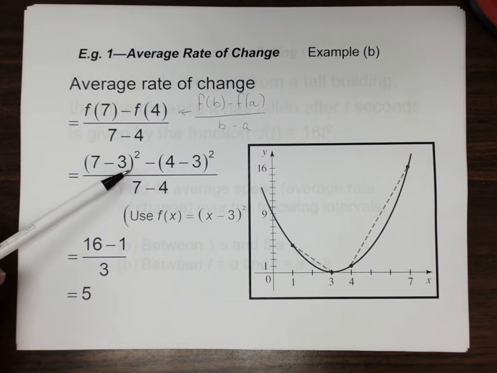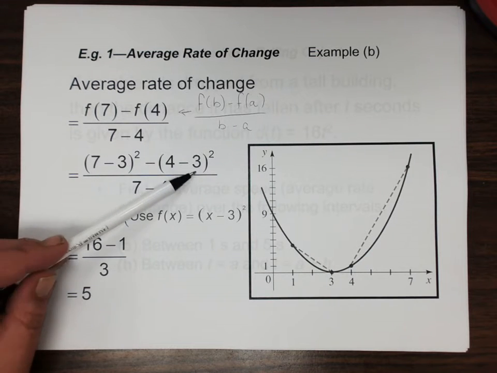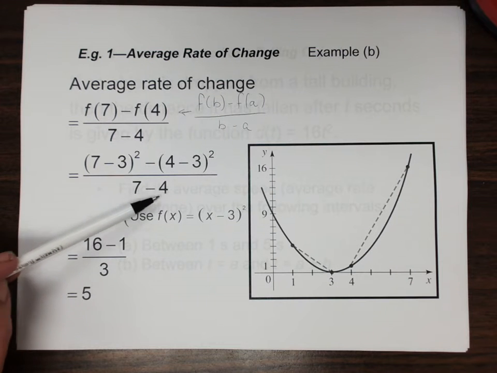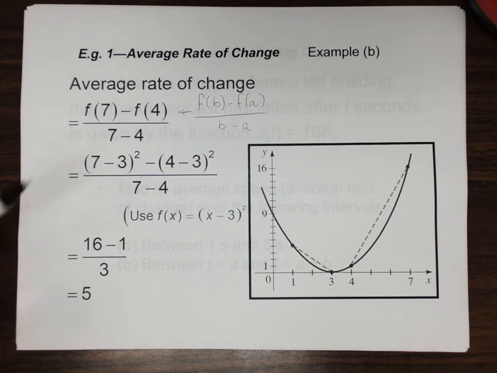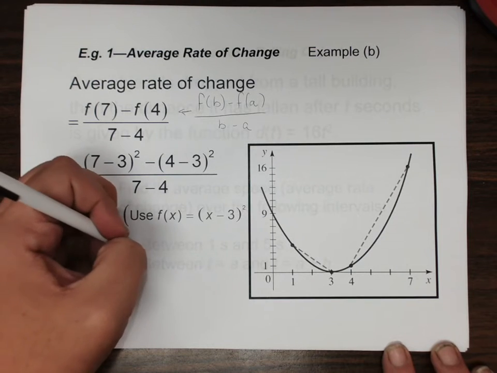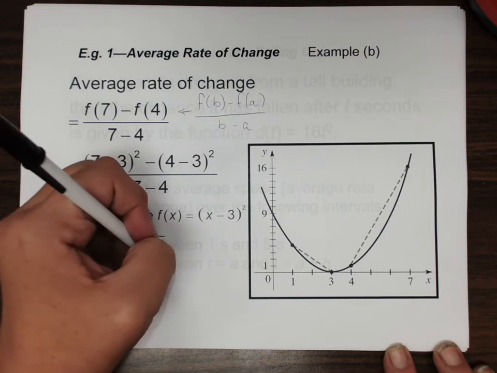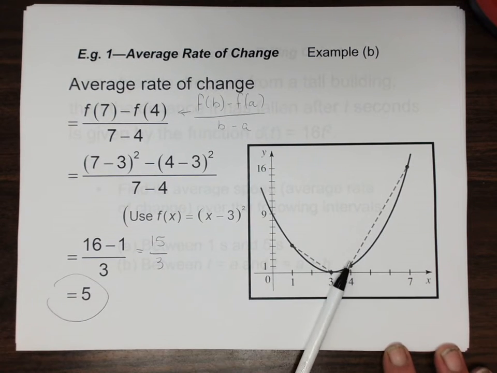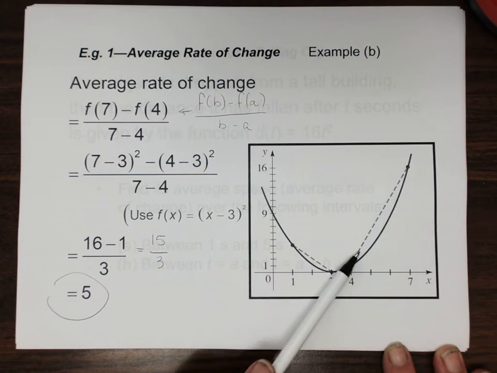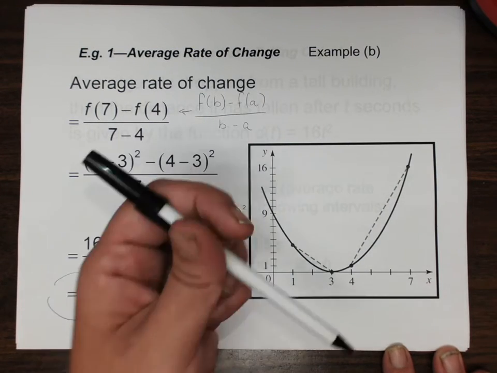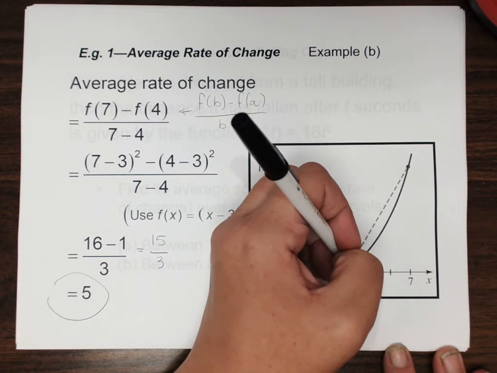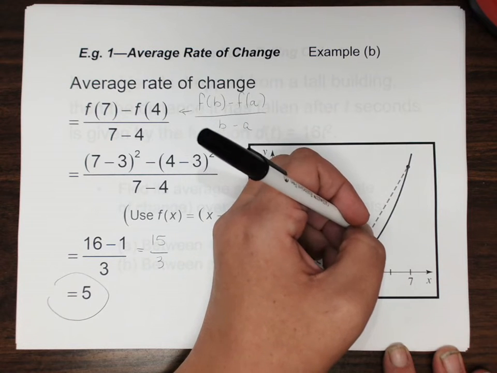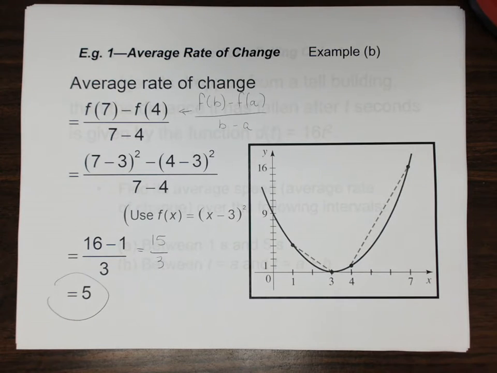So 7 minus 3 squared minus 4 minus 3 squared over 7 minus 4, right? Just plugging in values here. And then we'll end up with 16 minus 1 over 3, which gives us 15 over 3, which indeed is 5. So here this line rises 5 for every 1 it moves over. So between 4 and 5, it's going to go up 5 units and over 1.